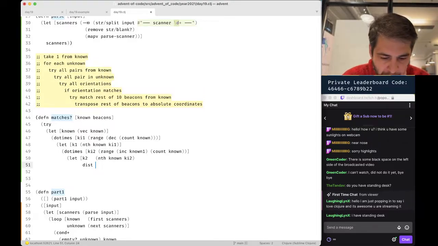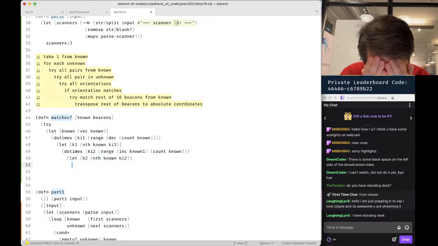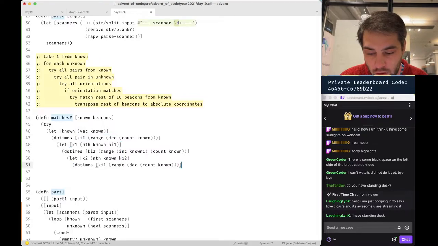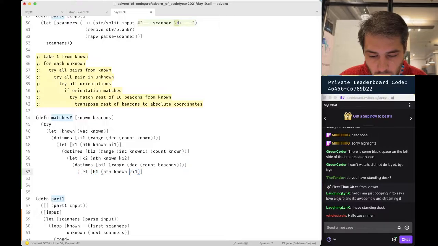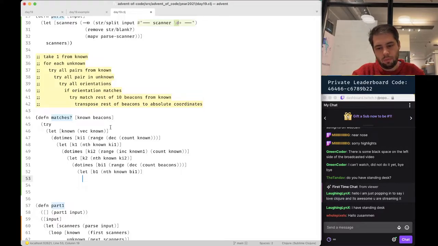Dist equals. Now we can do even simpler. I mean, what I want is do times B1 beacons, right, so we choose a beacon from B1 and in our case as long as we know what might be any of them, so we know transform.